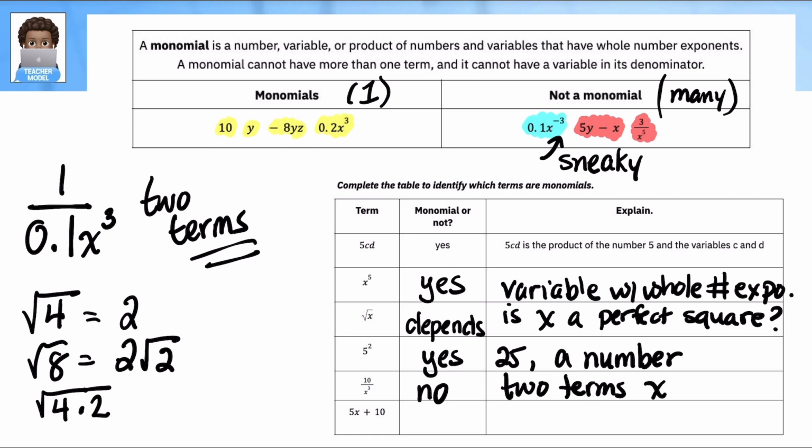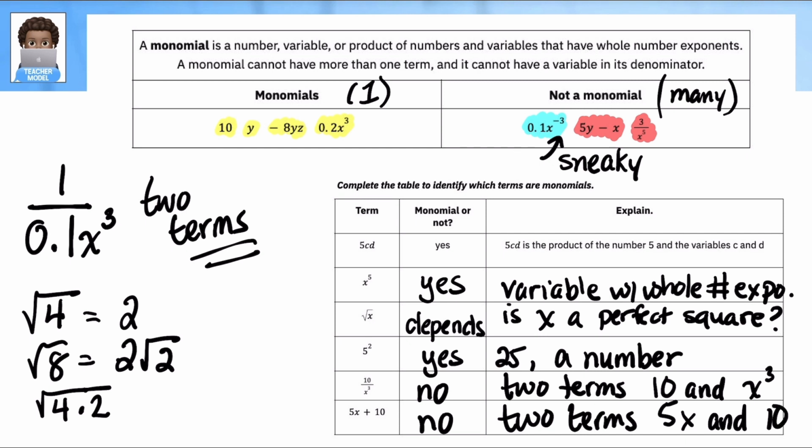We have x and we have x. Oops, sorry, not x. We have 10 and x to the third power. So we have two terms there. And the last one is pretty easy. It's a no. Again, we have two terms, 5x and 10. All right, so hit pause and jot this into your notes.